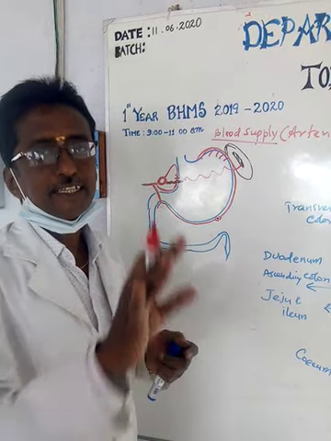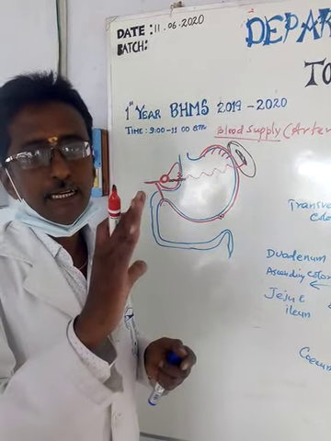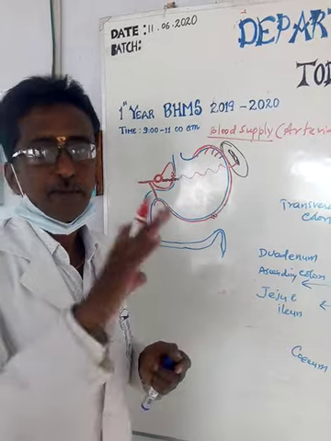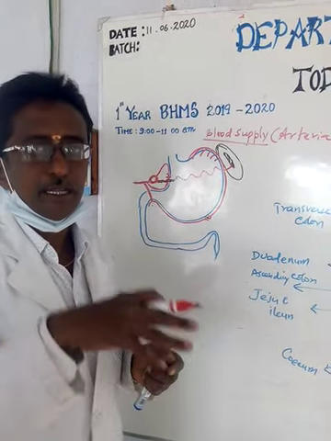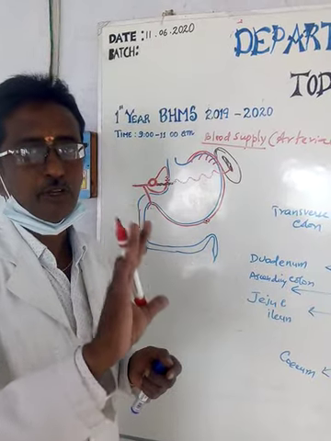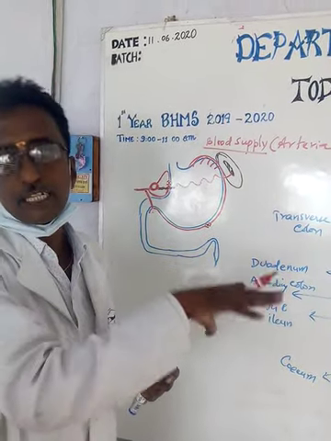Now going to discuss about the relations of stomach, blood supply of stomach. The blood supply, after the blood supply, lymphatic drainage, venous drainage, everything is going on. Now going to discuss the relation of stomach.